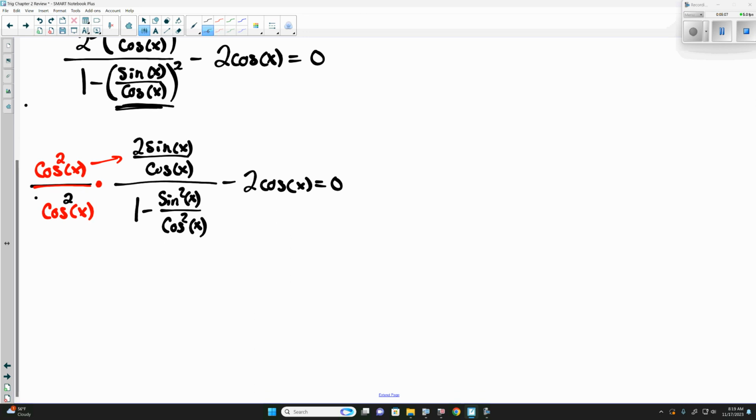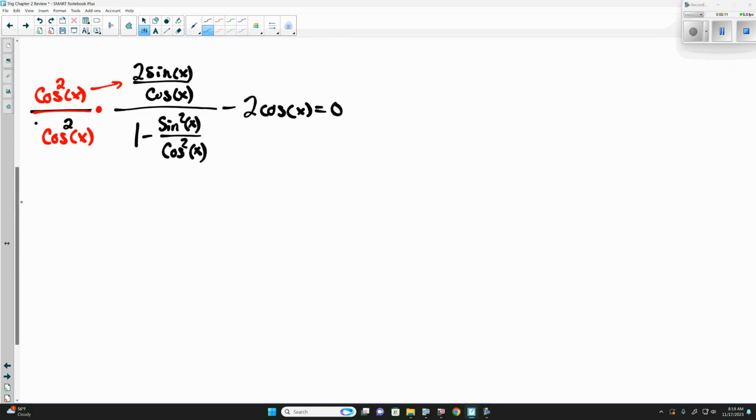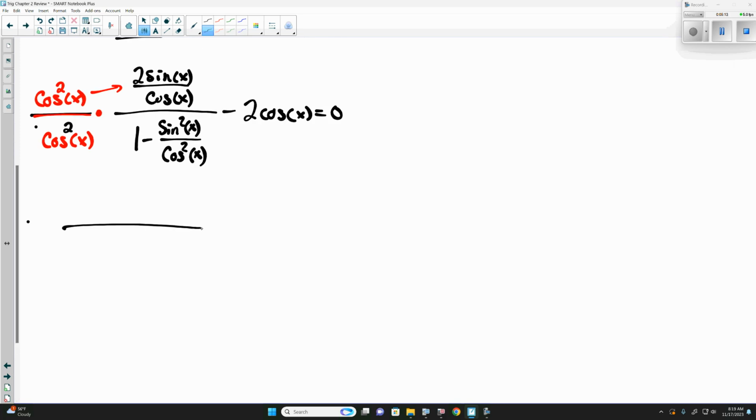It does work out kind of nicely. Because one of these will cancel out with this. We do still have 2 sine of x, but since it only canceled out with one of them, we do still have the cosine of x. So the numerator becomes 2 sine of x cosine of x. Questions on this here?